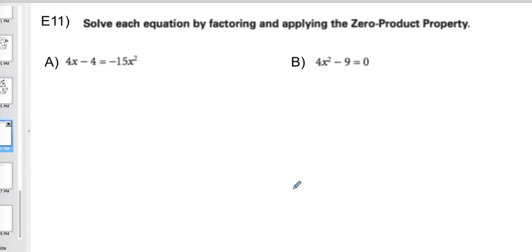All right, so we're going to solve equations now using the zero product property. So remember, if it's an equation, one side has to equal 0. And you're asked to solve by factoring. I'll be honest, I wouldn't necessarily solve b by factoring, but you have to solve a by factoring.